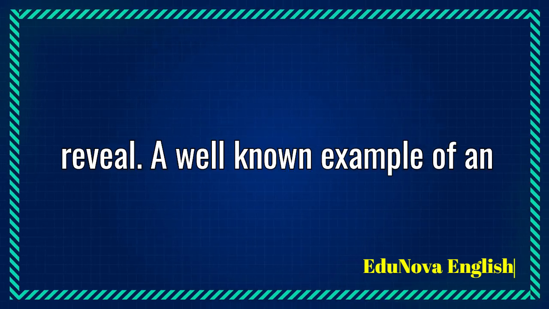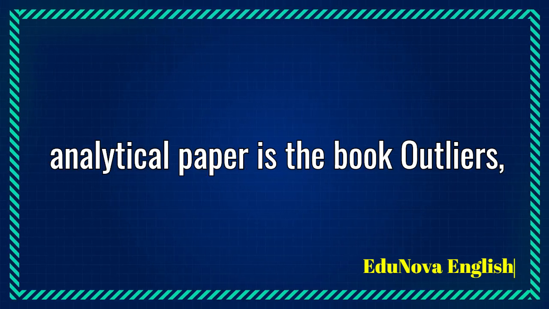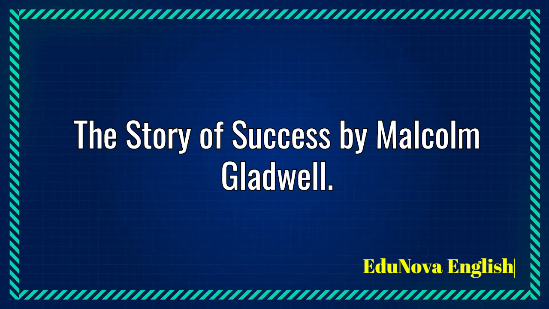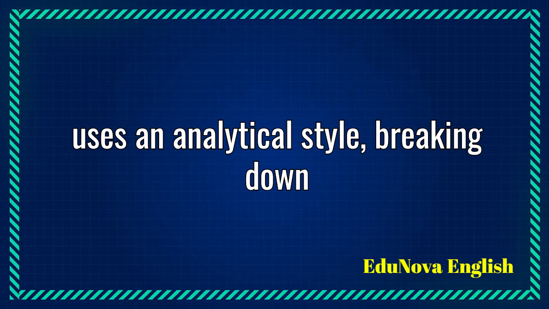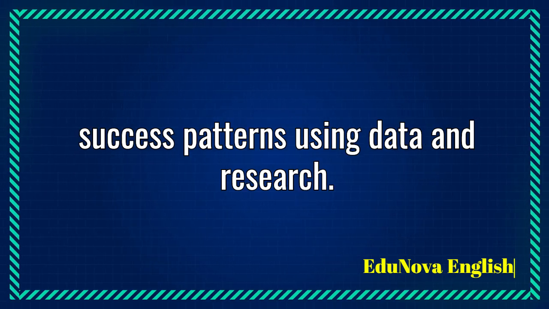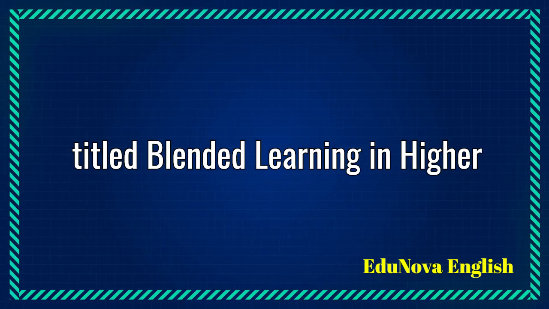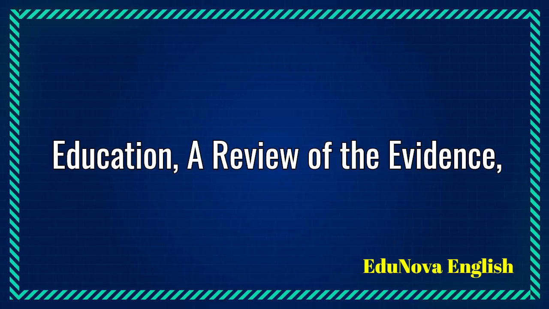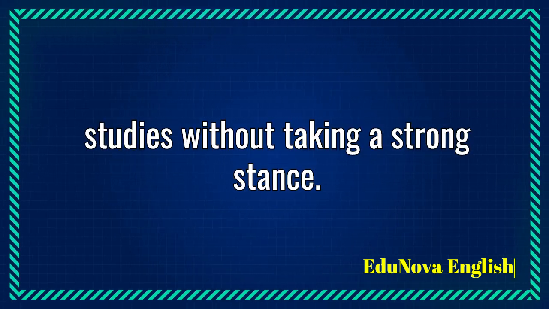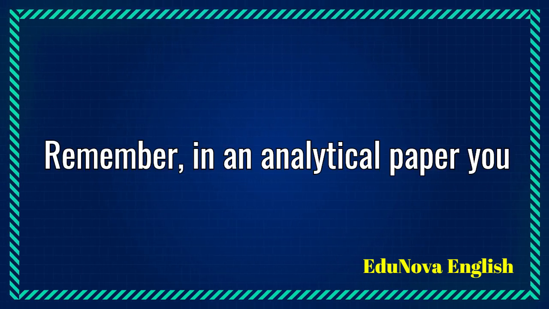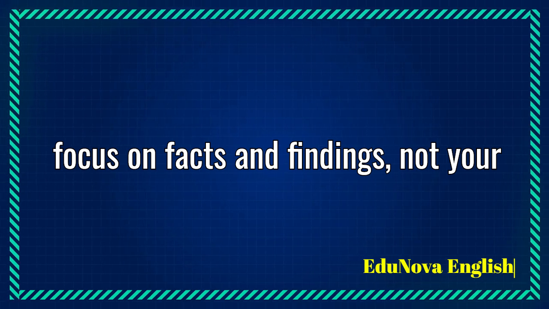those studies reveal. A well-known example of an analytical paper is the book Outliers, the story of success by Malcolm Gladwell. Although it's a popular book, Gladwell uses an analytical style, breaking down success patterns using data and research. Another academic example could be a paper titled Blended Learning in Higher Education, a review of the evidence, where the author examines multiple studies without taking a strong stance. Remember, in an analytical paper, you focus on facts and findings, not your opinion.